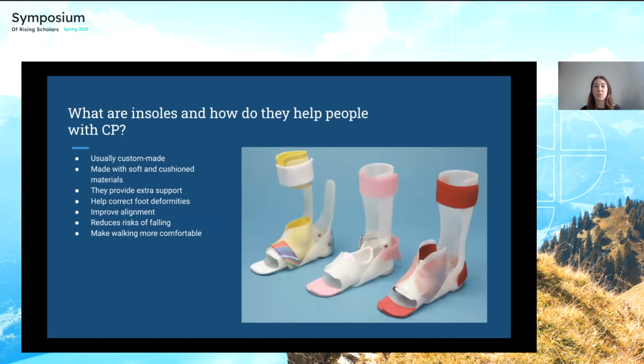So what are insoles and how do they help people with cerebral palsy? There are different types of cerebral palsy insoles, and they're usually custom fit to the individual's feet and specific needs. Some insoles are made of softer cushion materials to provide comfort and shock absorption, while others are made of more rigid materials to provide greater support and stability. Cerebral palsy insoles are designed to address issues by providing additional support and stability to the feet and lower limbs. They can also help correct foot deformities, improve the alignment of lower limbs, and distribute pressure evenly across the feet. This can improve balance, reduce risk of falling, and make walking more comfortable.